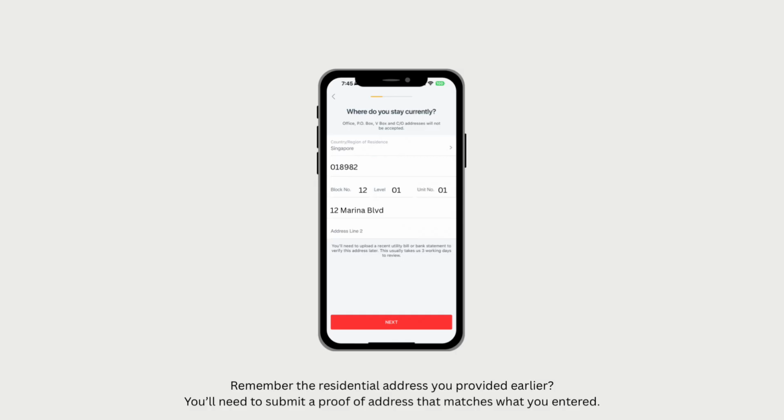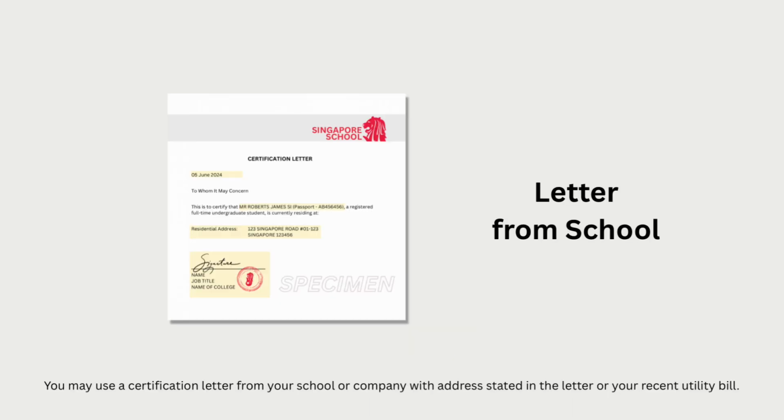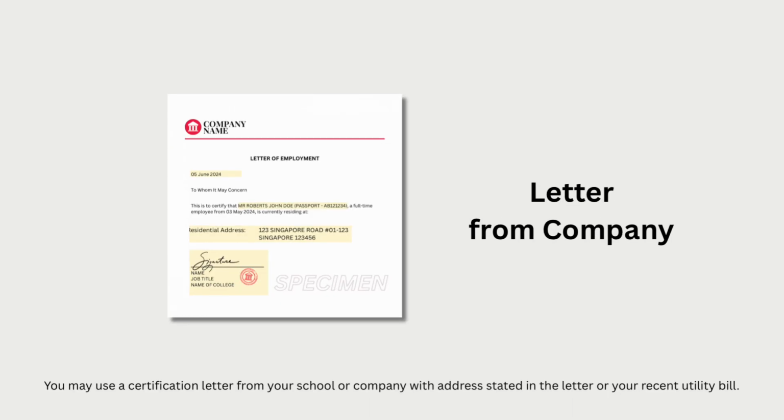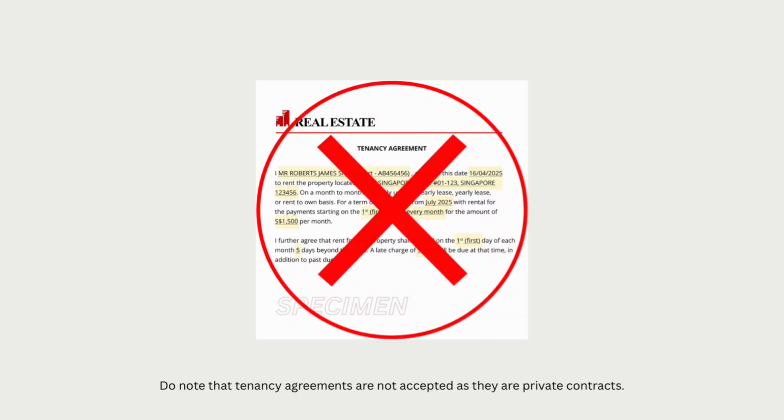Remember the residential address you provided earlier? You'll need to submit a proof of address that matches what you entered. You may use a certification letter from your school or company with the address stated in the letter, or your recent utility bill. Do note that tenancy agreements are not accepted as they are private contracts.